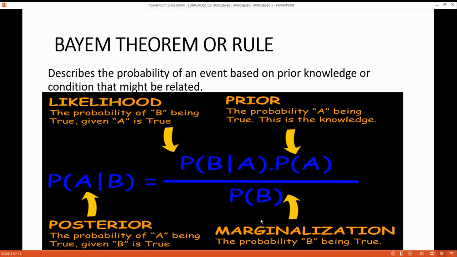One of the ways we do it, and it is math, it's algebra, and it uses conditional probability, which is called Bayes' theorem. Sometimes they call it Bayes' theorem or Bayes' rule. But what it does is describe the probability of an event happening based on prior knowledge or a condition that might be related. So what does this mean?